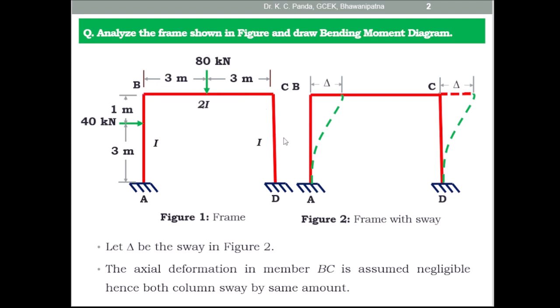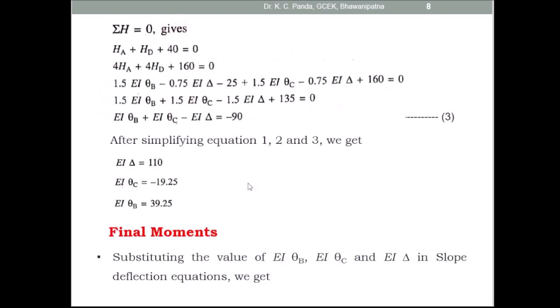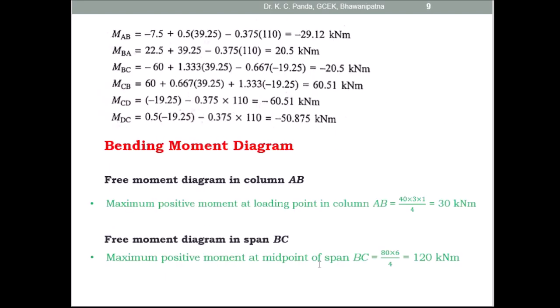That is equal to WL by 4. So W is equal to 80 and L is equal to 6, by 4. 80 into 6 by 4. So the maximum positive moment on span BC at the midpoint is equal to 80 into 6 by 4, which is 120 kilonewton meter. Then after knowing the positive moment for column AB and for span BC, you can draw the bending moment diagram.